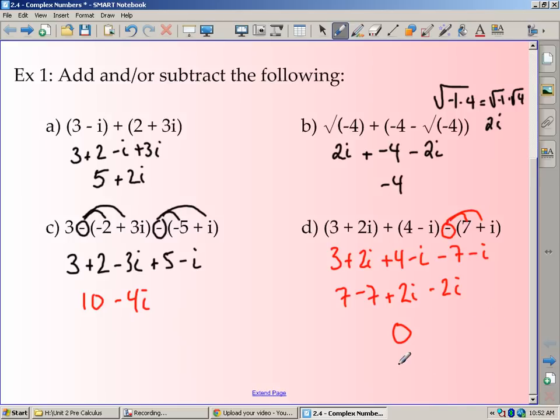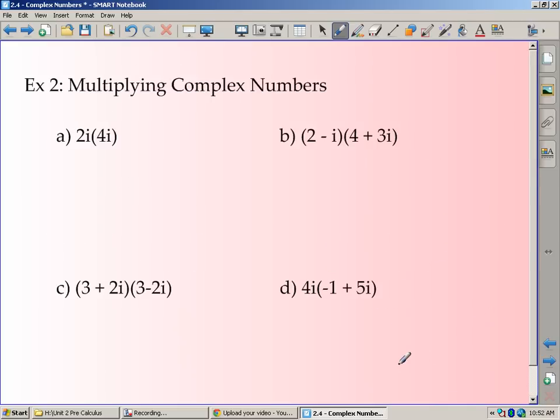There's our first example of adding and subtracting them together. Then we're going to talk about multiplying them together, and in this case we need to keep track of what happens when we multiply i's together, and this will be taken care of also in class.